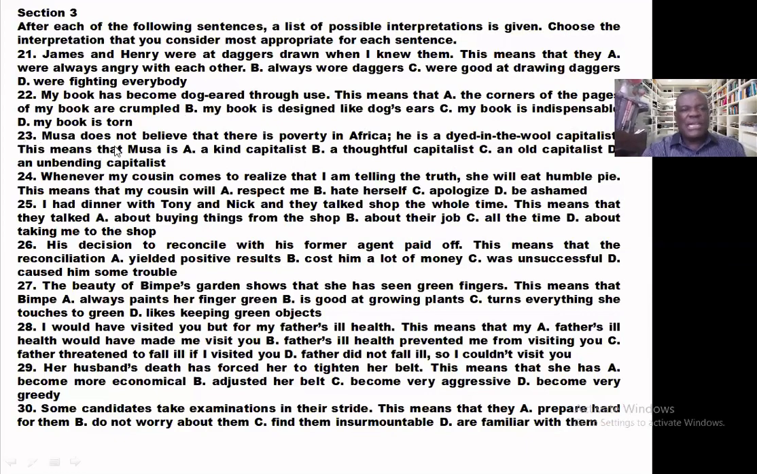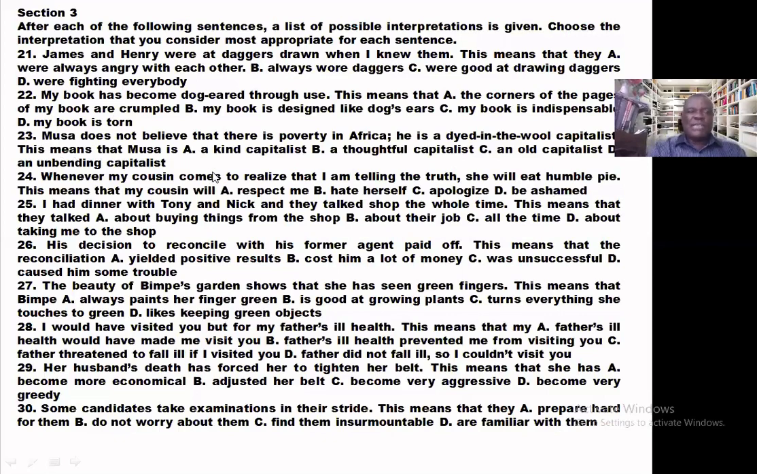Number 23, Musa does not believe that there is poverty in Africa. He is a dyed-in-the-wool capitalist. You know, when something is dyed in the wool, it has become so much a part of it that it's become difficult to change it. All right, so dyed in the wool, I want you to always look at imagery there.